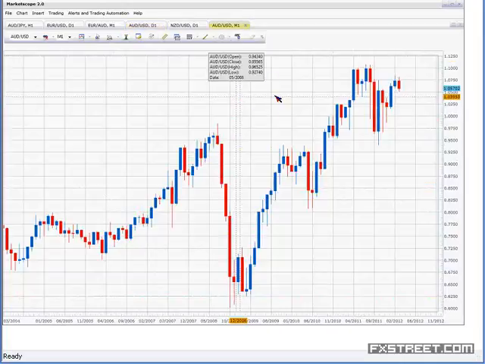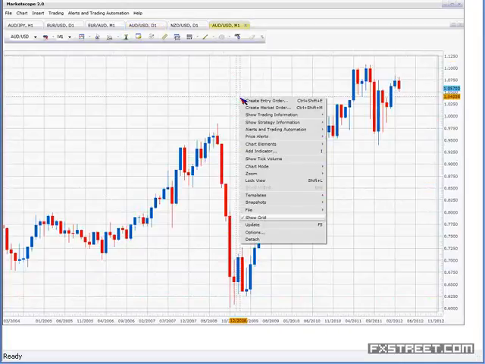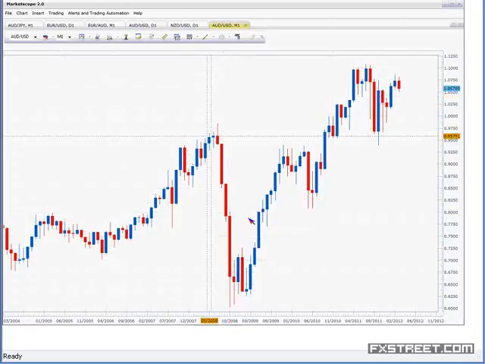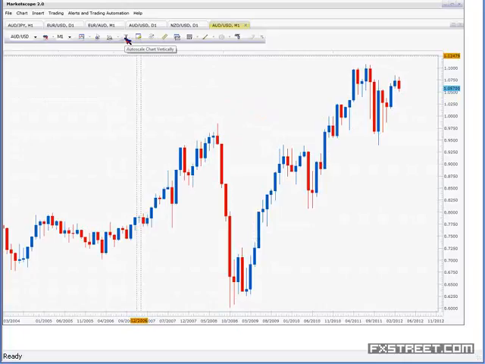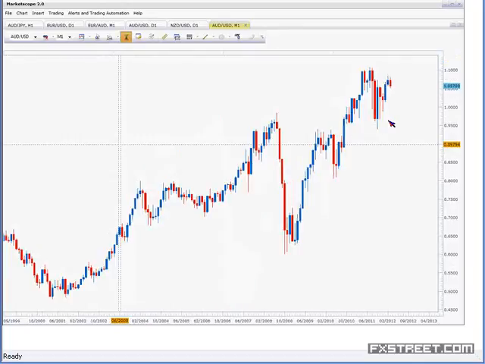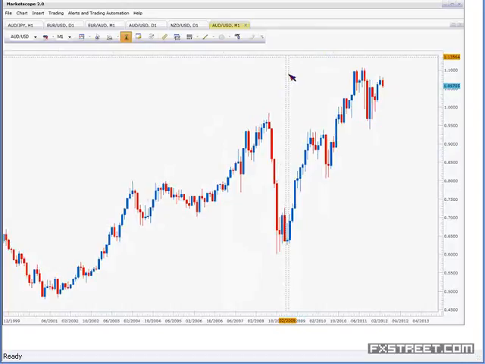If you want to take off the grid lines here, it's very simple. Right click and uncheck show grid. So you have a nice little white background. Another thing you might want to do quickly is auto scale, which is very important. You auto scale this, so no matter where you go back or forth, it always auto scales the top and bottom of the chart for you.